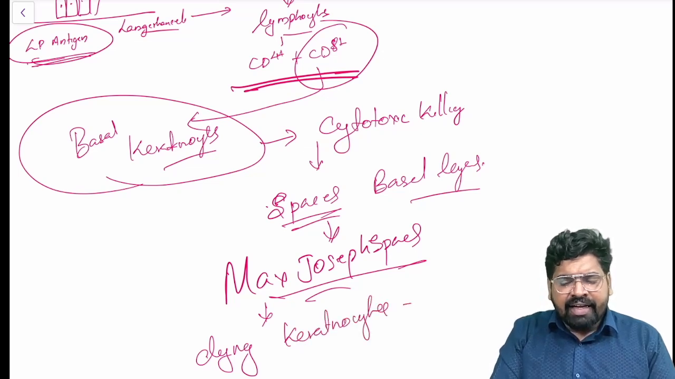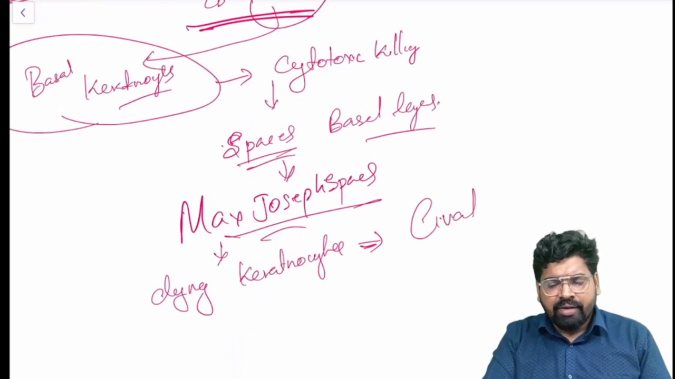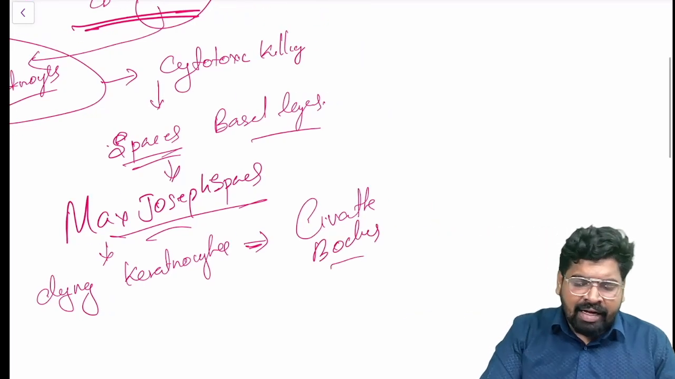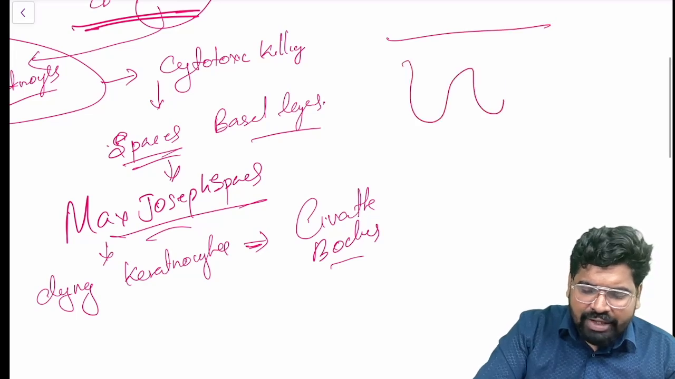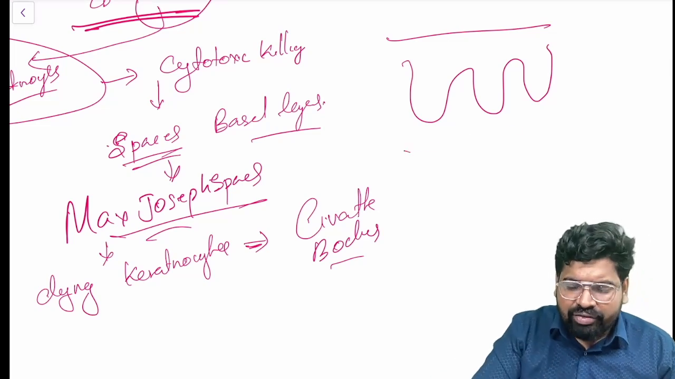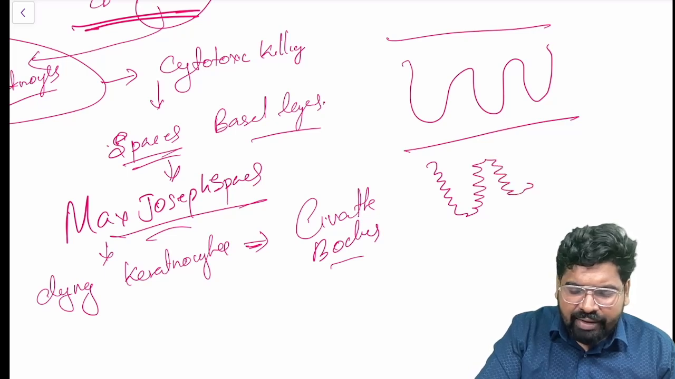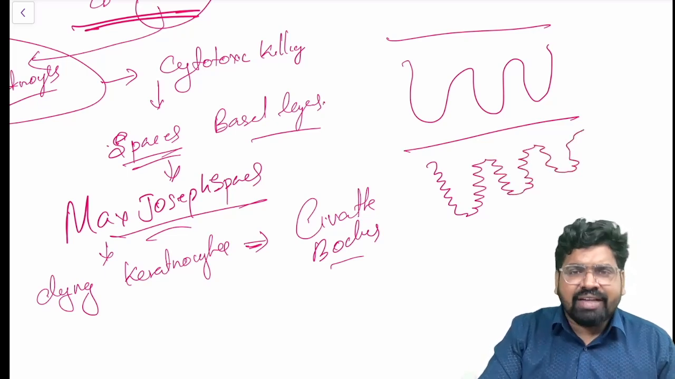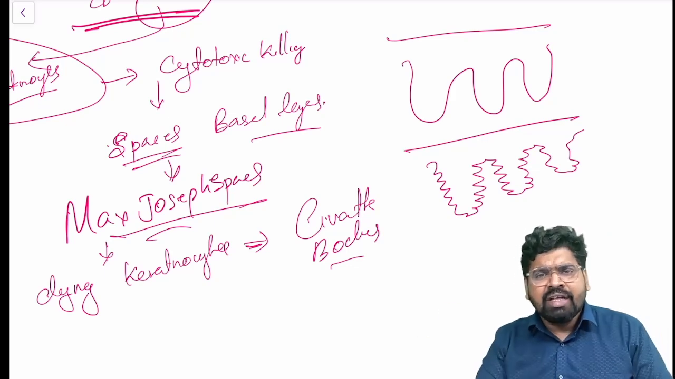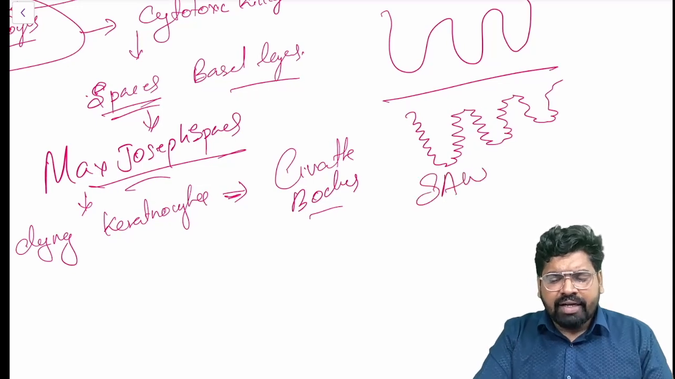These degenerating keratinocytes will be dark pink in color. They are called civet bodies. The rete ridges were smooth, but due to the dying keratinocytes, the basal keratinocytes are gone. So what happens? The rete ridges will become irregular here. The basal keratinocytes are all damaged and that area goes irregular. So the rete ridges will become sawtooth rete ridges.